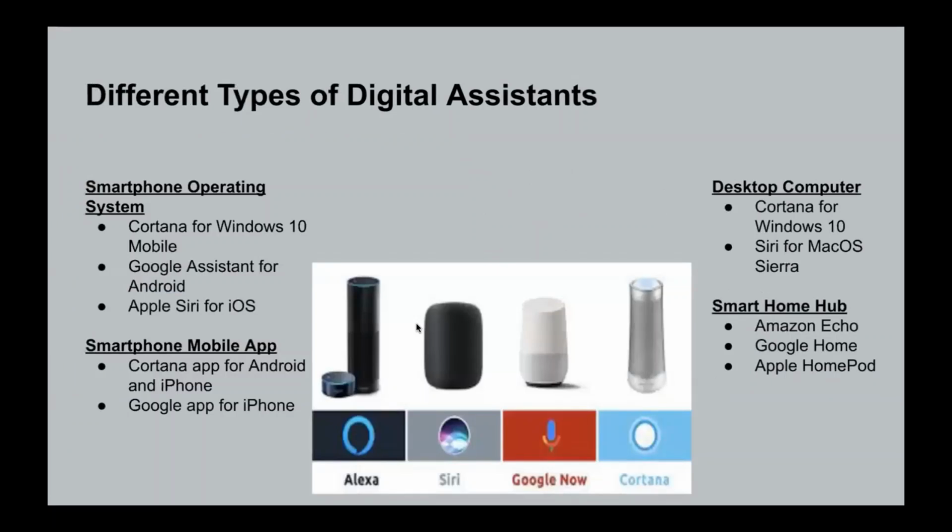So there are a few types of digital assistants we'll go over today. The first one will be the smartphone operating system. These will include Cortana for Windows 10 and Google Assistant for Androids, while Apple has Siri for iOS. And for smartphones, they also have the Cortana app for Android and Siri for iPhone. They also have the Google app for the iPhone. And for the desktop computer, you have Cortana for Windows 10 and Siri for Mac. And for a smart home hub, you have Amazon Echo, Google Home, and Apple HomePod.